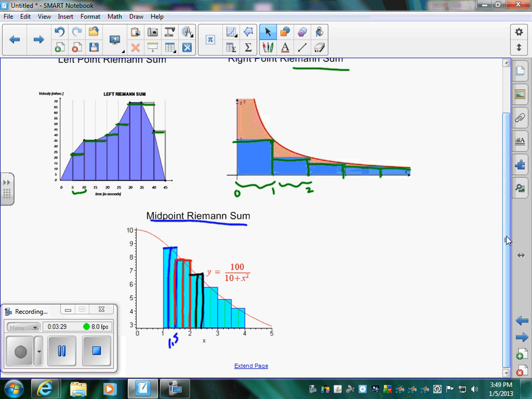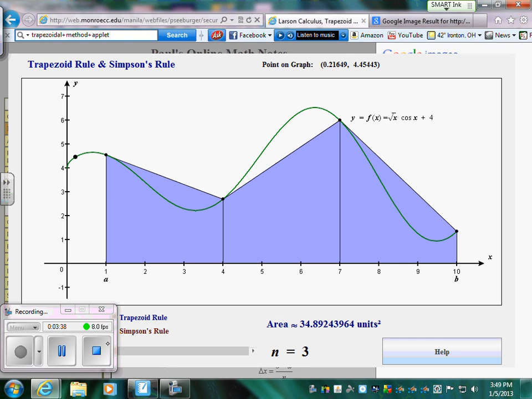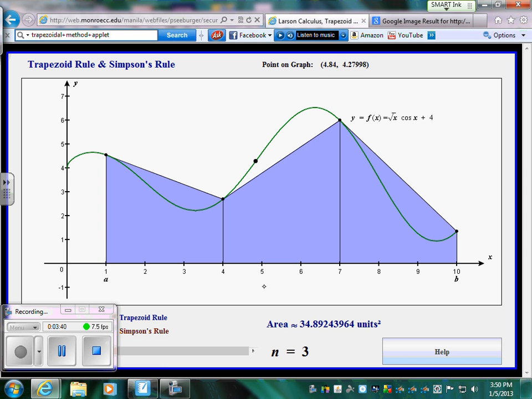Now what we're going to do is look at the trapezoidal method and how we come up with a formula for it. Let's first look at a little example, an applet of what's going on with the trapezoidal method. Your curve is the square root of x times cosine of x plus 4. Right now, it's set to have only 3 trapezoids. Now, in this example, let me move this out of our way.